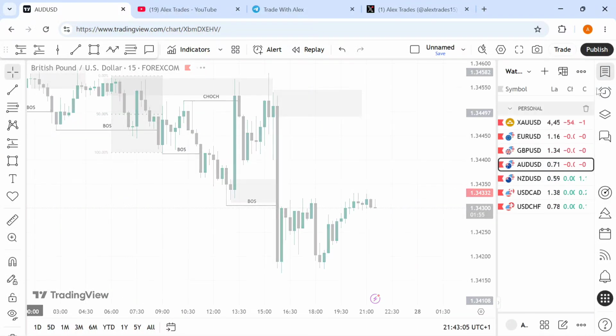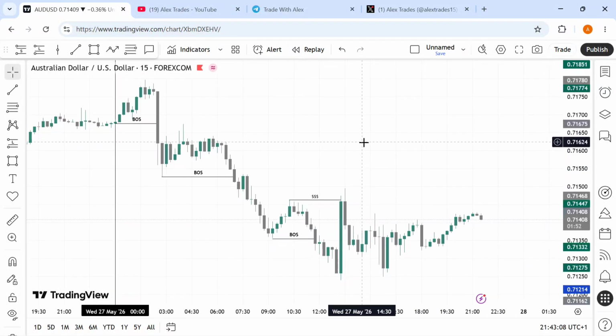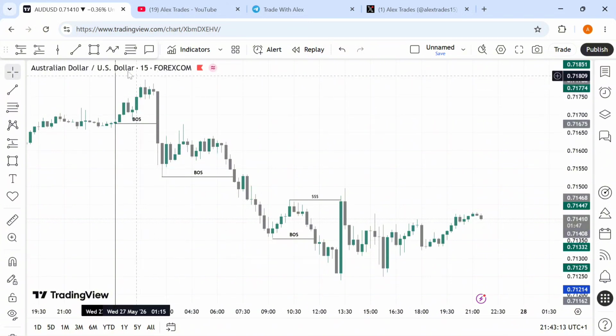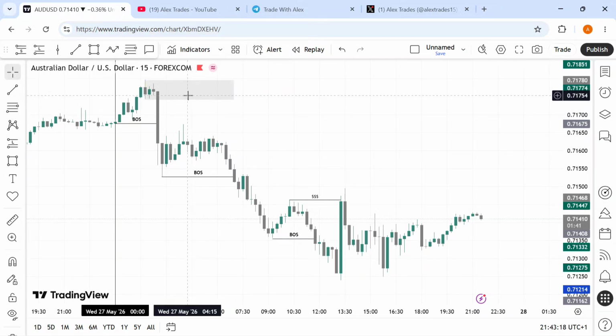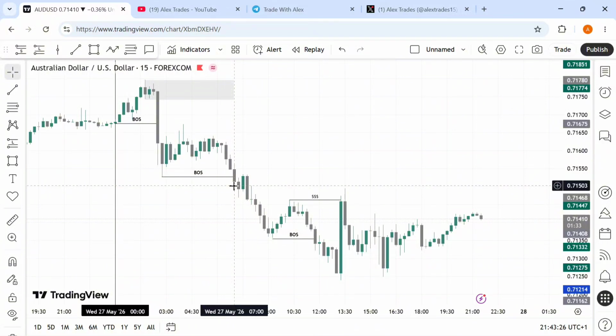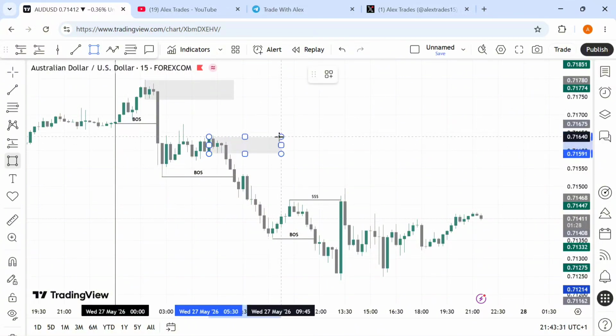Anyway, on AUDUSD, price broke structure to the downside at around 2:30. This now is a valid supply zone, but price couldn't go all the way up there. And I don't usually trade after the first break of structure. So price broke structure again, a second time at 7 o'clock. And this would have been a valid supply zone.